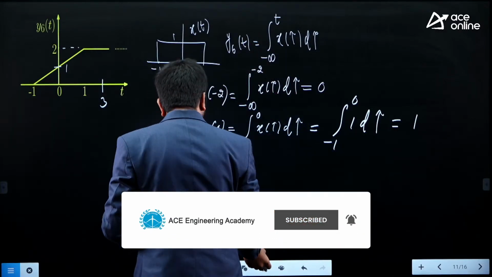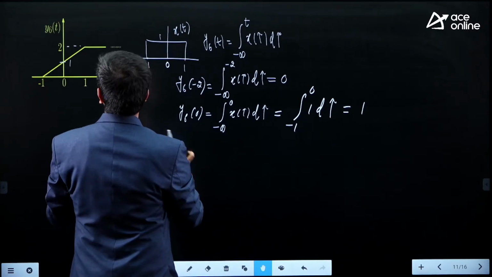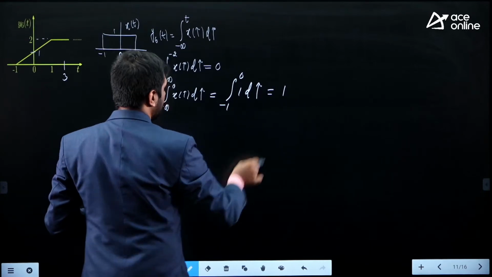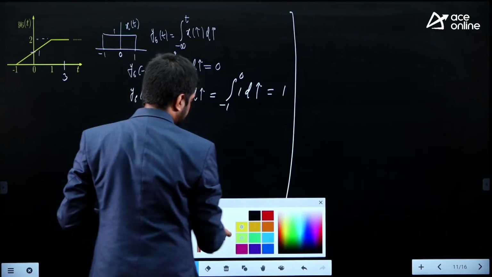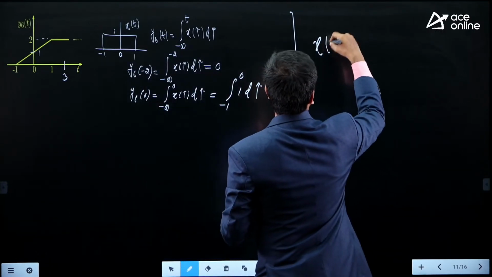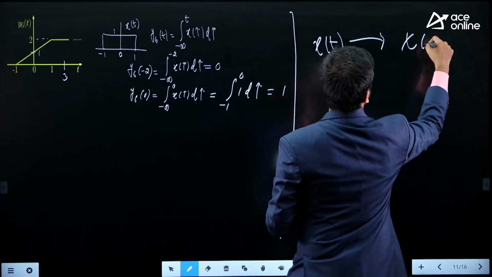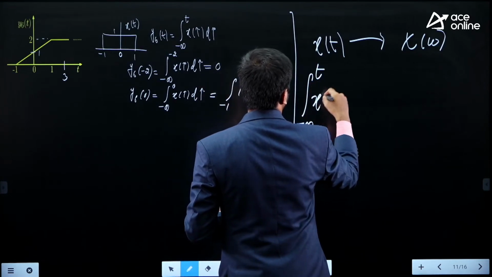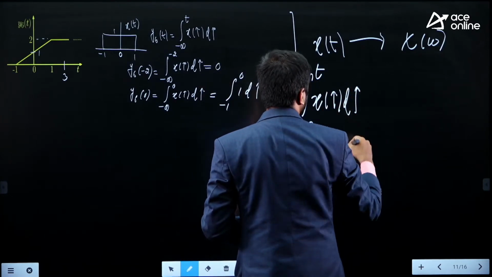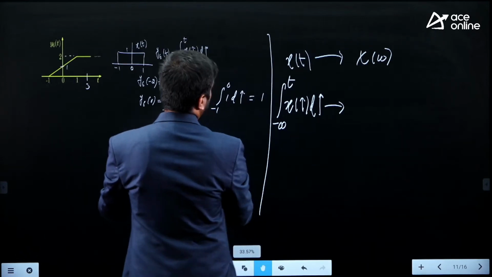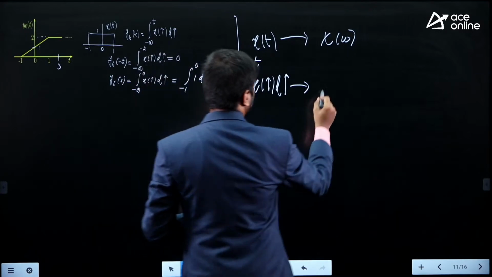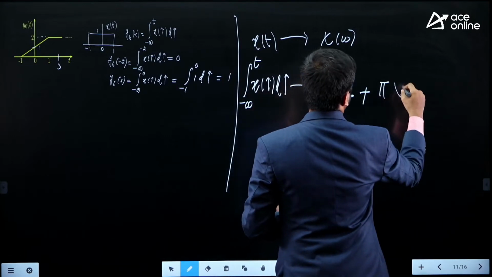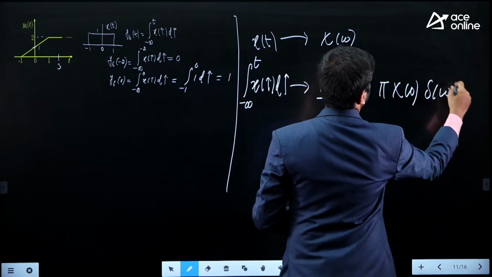So now you people are supposed to know what is the integration in time property. Let me write it here. Integration in time. If you know x of t has Fourier transform x of omega, what's the Fourier transform of minus infinity to t x of tau d tau? It is x of omega by j omega plus pi x of 0 into delta of omega.